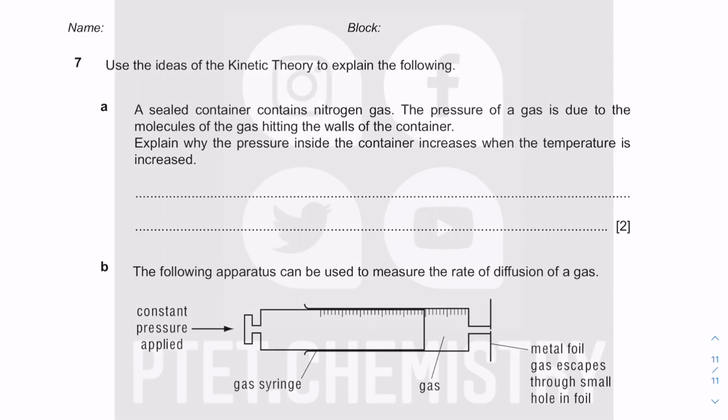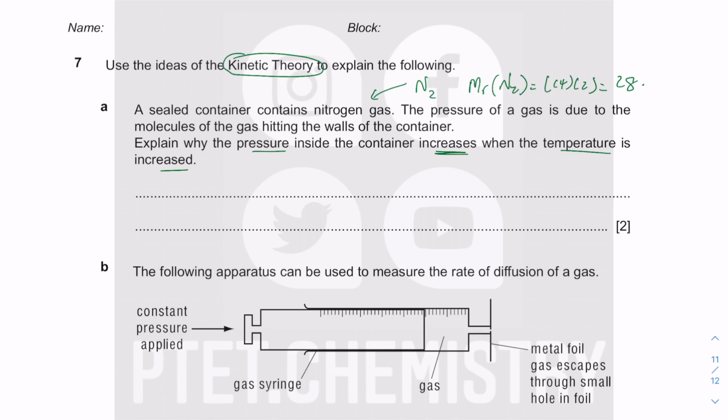This is the last question in this topical test on states of matter involving kinetic particle theory as well as diffusion. So a sealed container contains nitrogen gas. Nitrogen gas exists as N2, which you would have realized having done a lot of these questions involving diffusion, I hope. All right. So explain why the pressure inside the container increases when the temperature is increased. So you need to use kinetic particle theory or kinetic theory essentially.